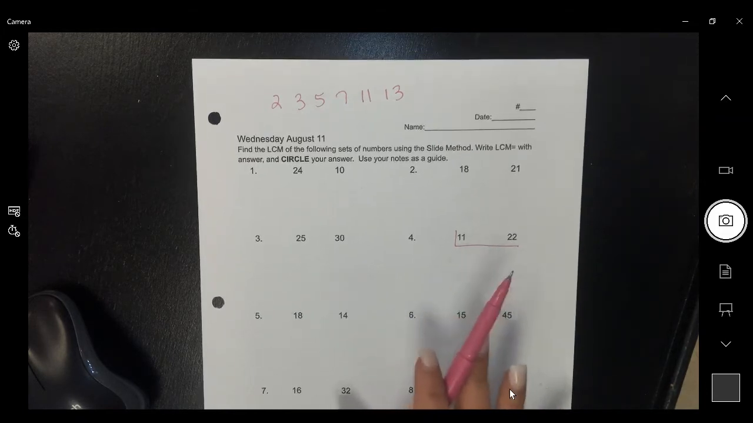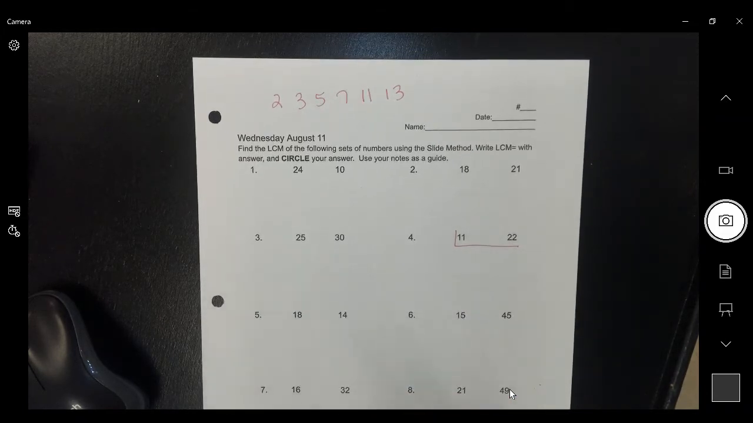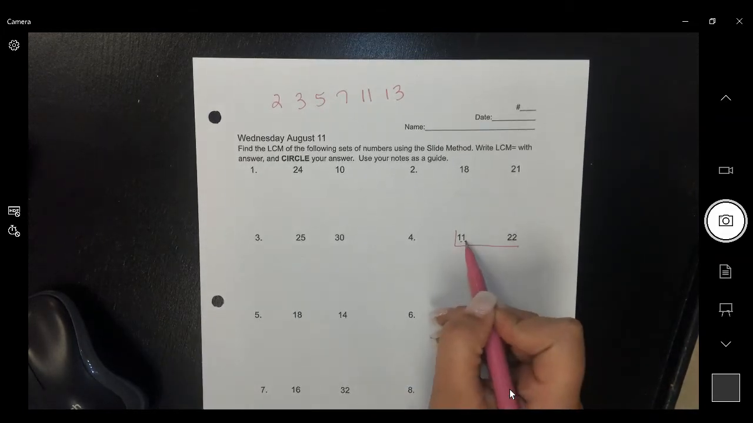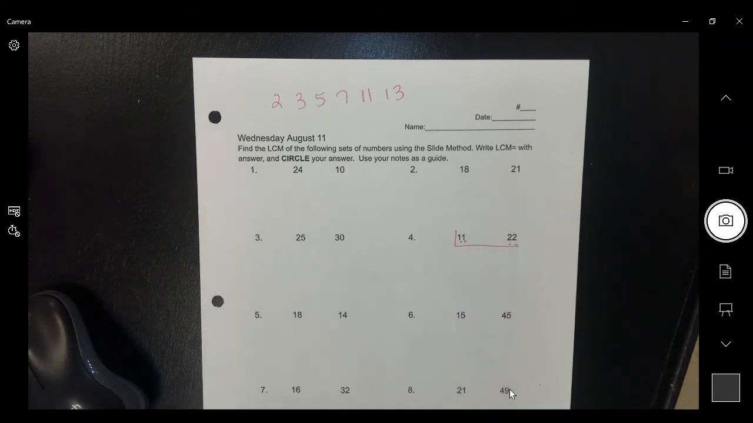So 11 and 22. Now 11 and 22 are special because you should notice that the digits are repeated. So if I had 11, 22, 33, 44, 55, 66, 77, 88, and on and on, or 99, when the digits repeat, you should automatically click in your head that that's going to be divisible by 11, that 11 is going to be a factor of these two numbers.